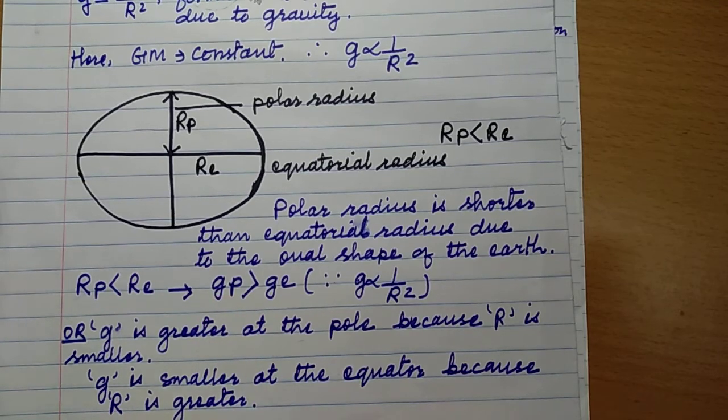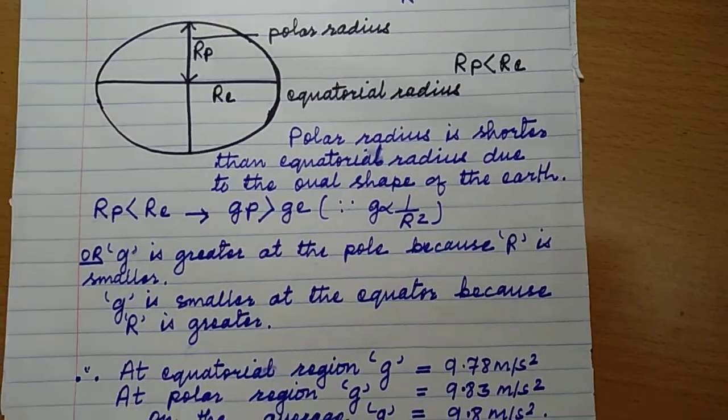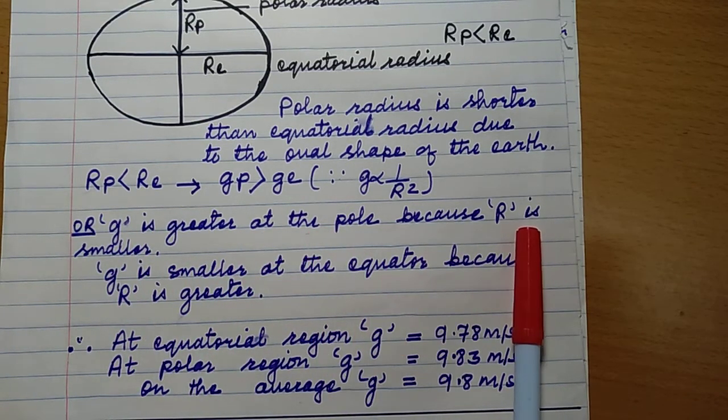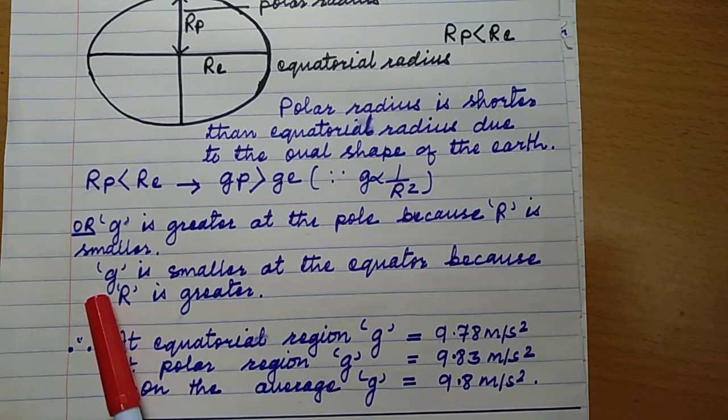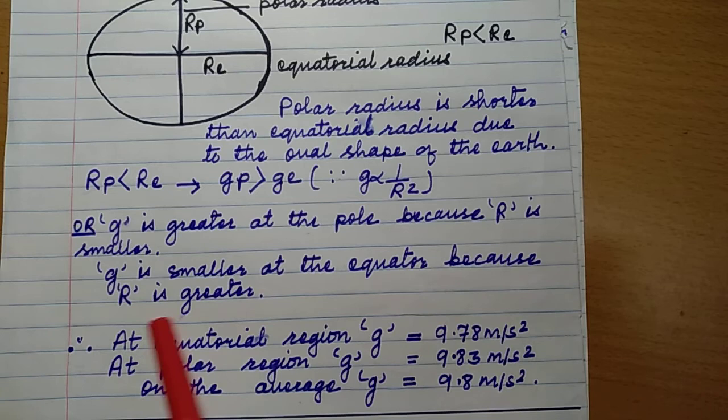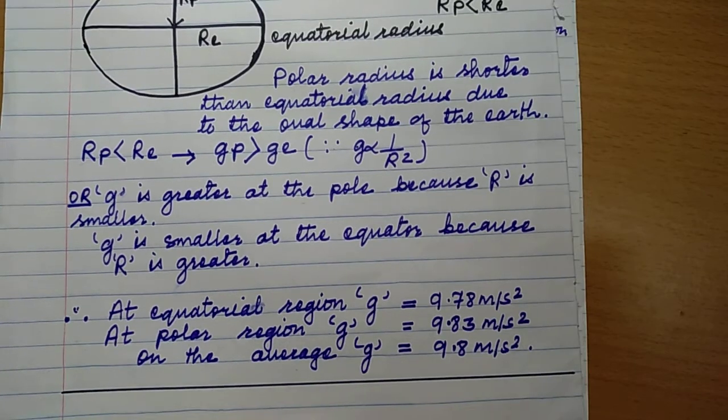So this is understood. Or you can say it this way also: acceleration due to gravity is greater at the pole because the radius is smaller. Acceleration due to gravity is smaller at the equator because the radius is greater or longer. So this way we have the values of acceleration due to gravity at the equator and at the pole.